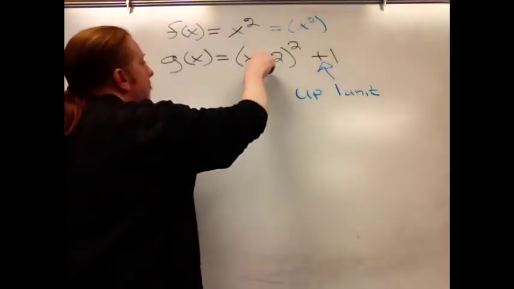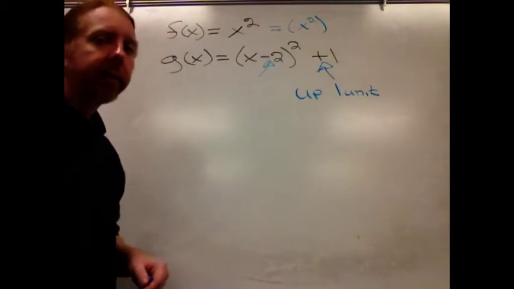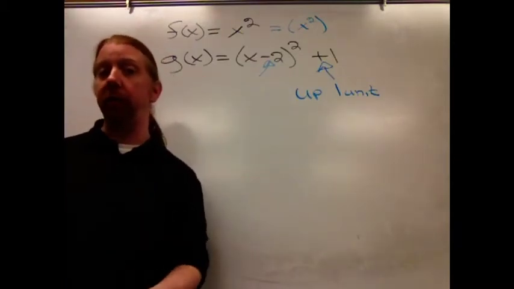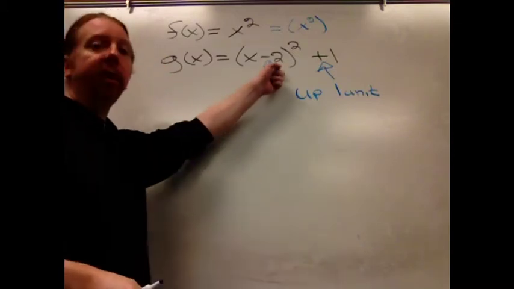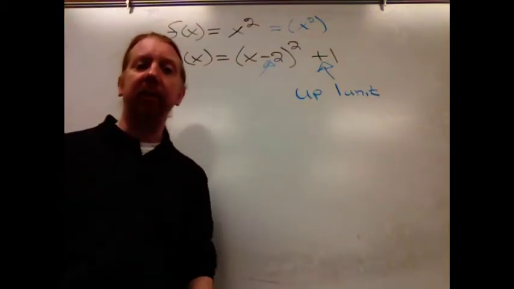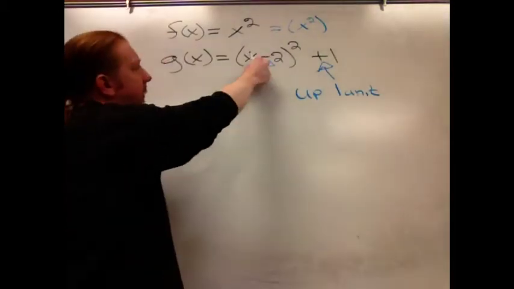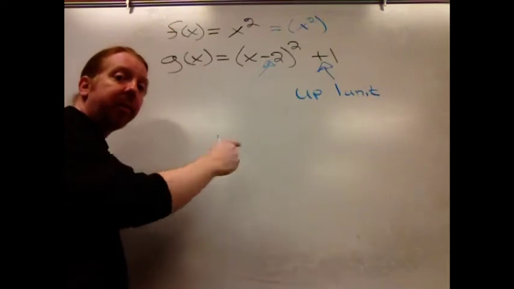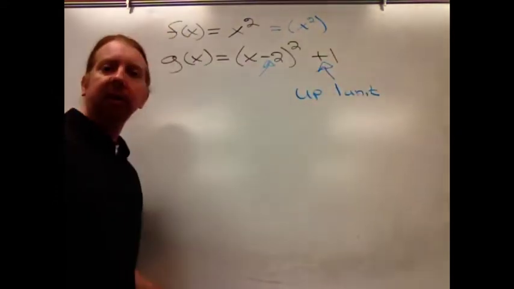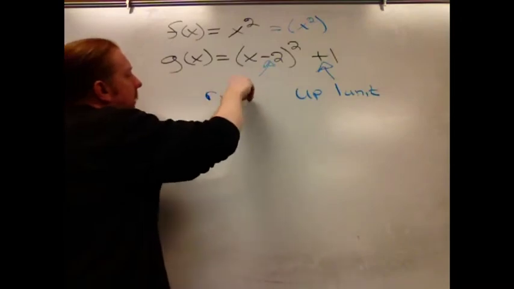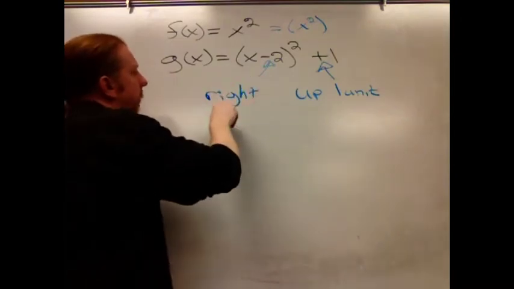Now, that minus 2 there, it's inside the parentheses. That's going to indicate some kind of horizontal change, perhaps a translation left or right. If it's inside the parentheses, it's the opposite of what I would expect. Since it's minus, I would normally expect that to be to the left, but again, it's in the parentheses, opposite, so it's sent off to the right. So this means I went to the right 2 units.